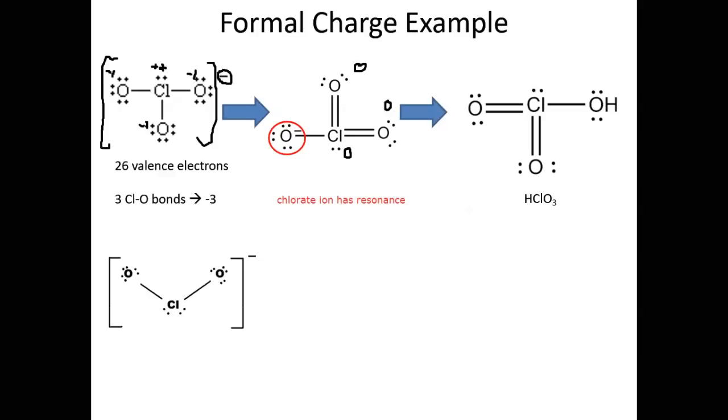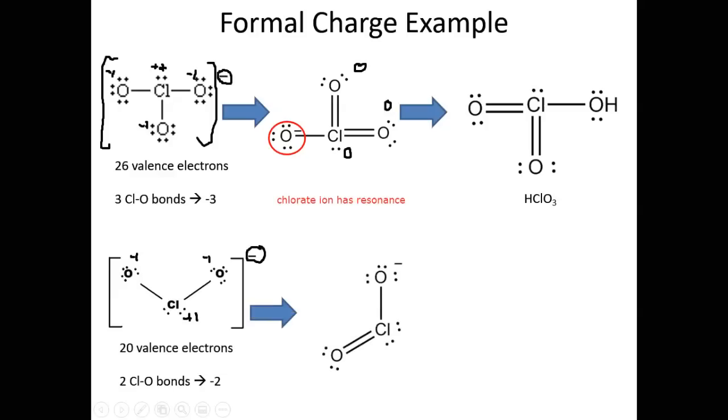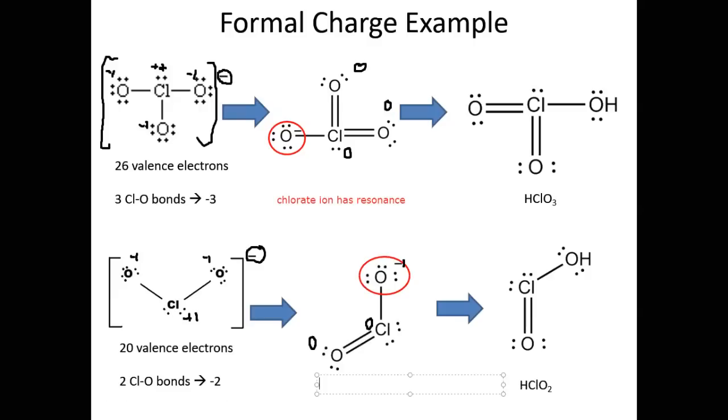Now we have the chlorite ion. Again, this is negative one. This is negative one. This is plus one. Again, this obeys the octet rule. So the charge tells you the number of single bond oxygen atoms you need. We need one, so we're going to take the other one and convert it into a double bond. And now you see that this is zero. This is zero, this is negative one, and that is the Lewis structure of chlorite. If you draw the acid, chlorous acid, the hydrogen attaches to the single bond oxygen. And again, chlorite has resonance.